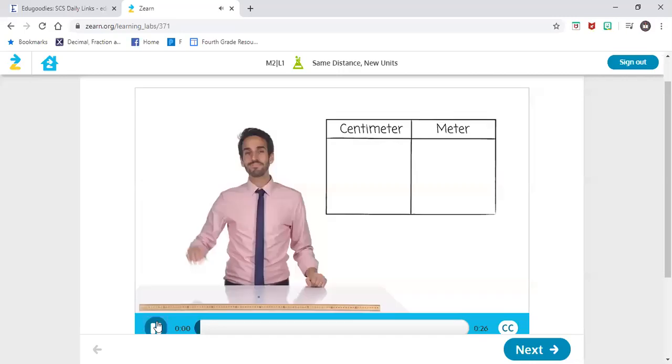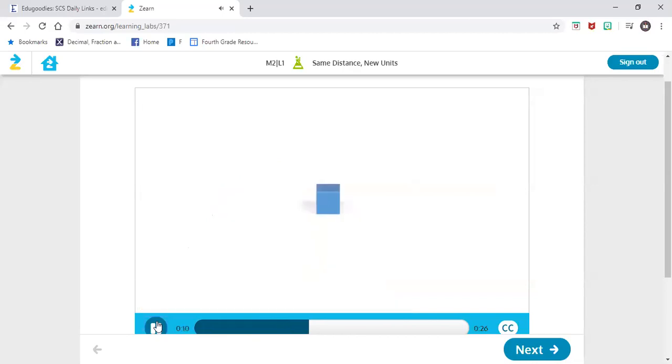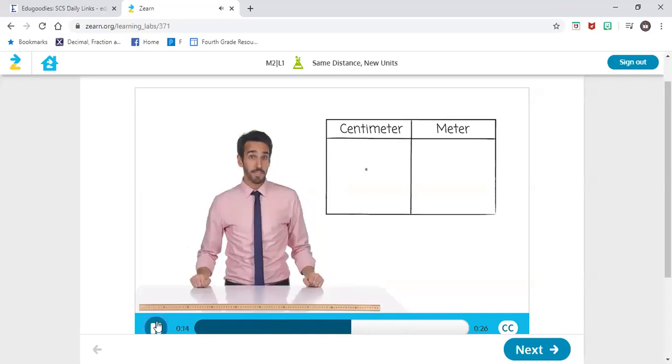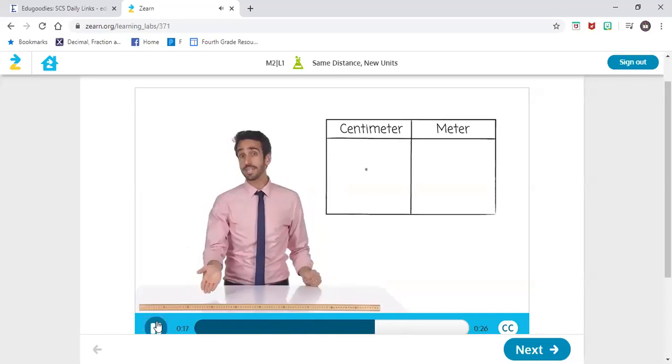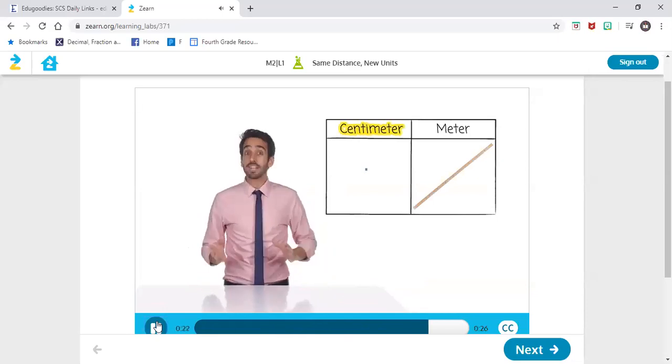Hi there, I'm Mr. Weber. Ready for today's Learning Lab? We'll be talking about metric length measurements today. Check it out. A centimeter is the length of this cube. A meter is the length of this stick. What other objects are about a centimeter long? Which are about a meter?